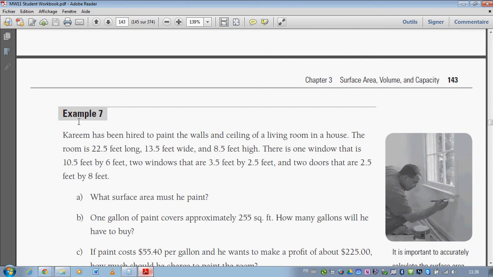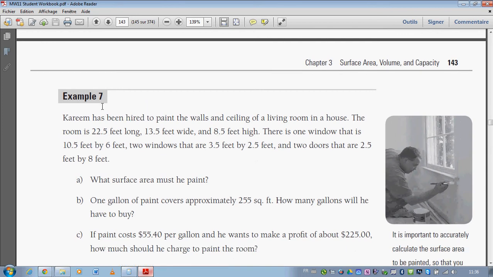Okay, and then finally moving on right to example 7. Kareem's been hired to paint the walls and ceiling of a living room in a house. They give you the dimensions of the living room. There's one window that is 10.5 feet, and two windows that are 3.5 feet by 2.5 feet, and then two doors that are 2.5 feet by 8 feet. What surface area must he paint?